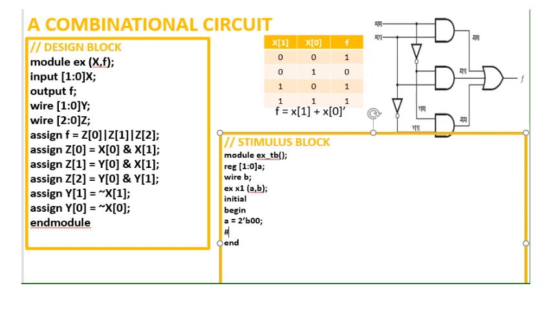Next line I write #10, meaning after 10 time units I will make A equal to 2'b01. Again, after another 10 time units I will assign to A 2'b10. And finally I will give the last vector that is possible, that is A equal to 2'b11. And end module.